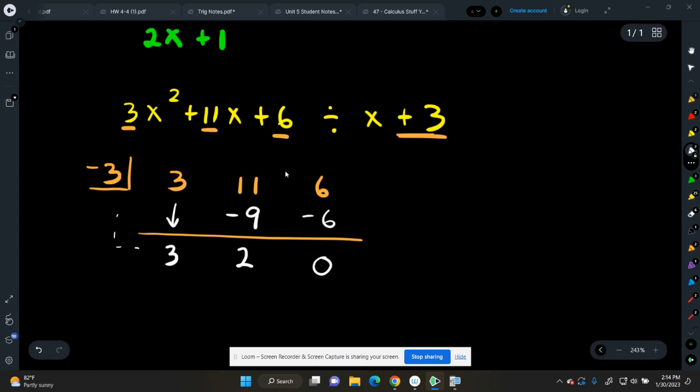Will the last one always be 0, or is that just a coincidence? It won't always be, but for right now it is. This is actually your remainder. We have a remainder of 0 here.